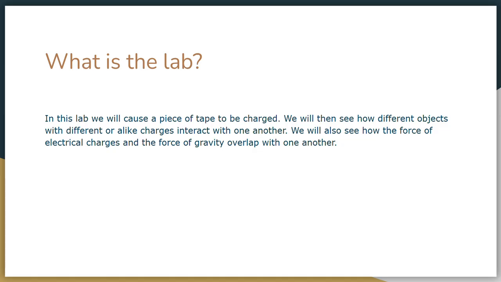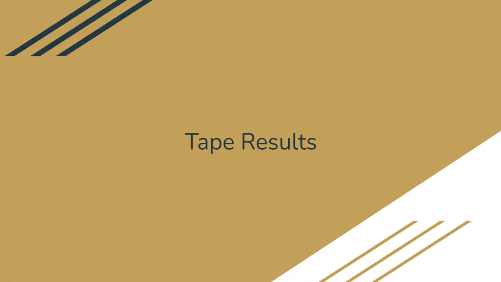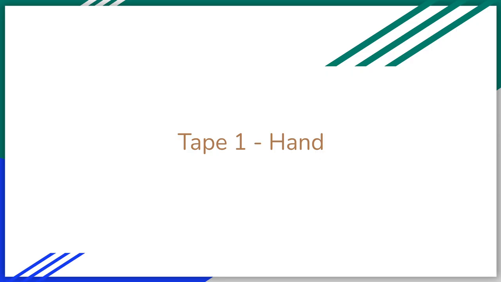So what is this lab? In this lab, we observe the interactions because we see how different objects with different or alike charges interact with one another. We also see how the force of electrical charges and the force of gravity overlap with one another. So, the results of our experiment.